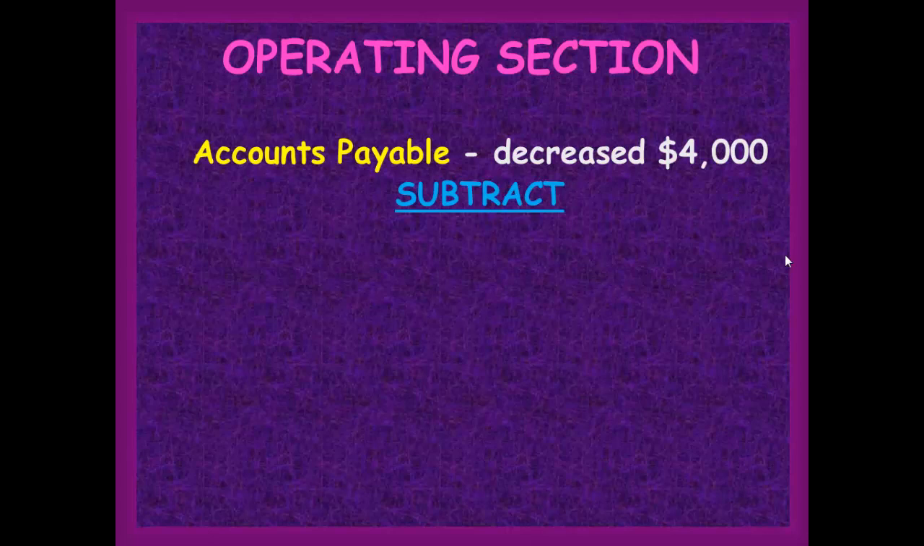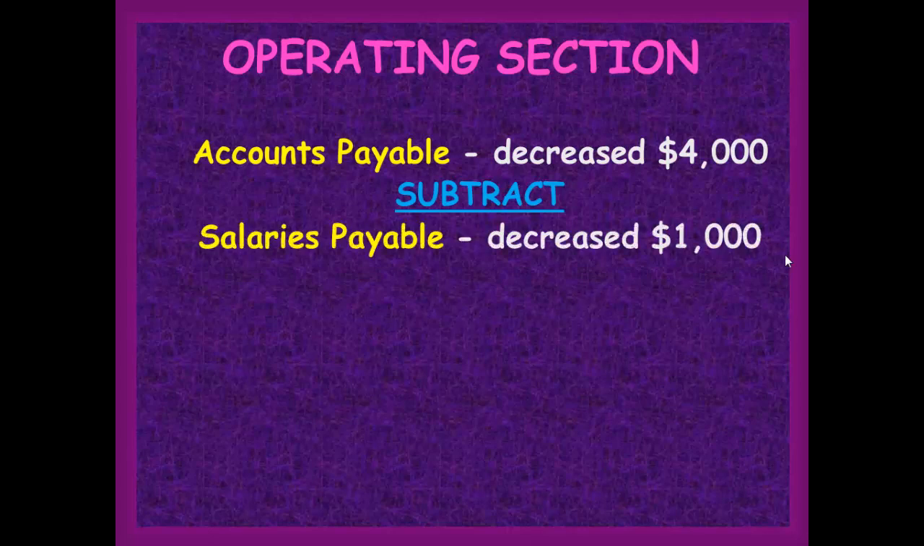We're going to subtract. What was the other current liability we had in this problem? Salaries payable, and it decreased. A current liability decreased. What do we do with that? We're going to subtract it also. Again, for salaries payable to go down, I must have paid it off. When I pay it off, cash goes out. We're going to subtract.